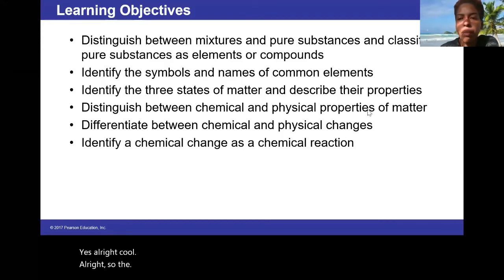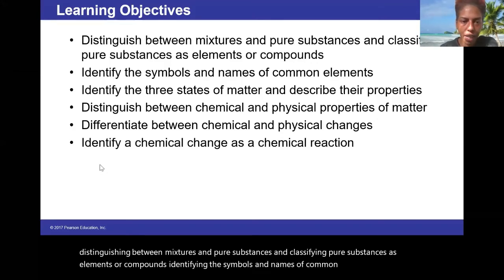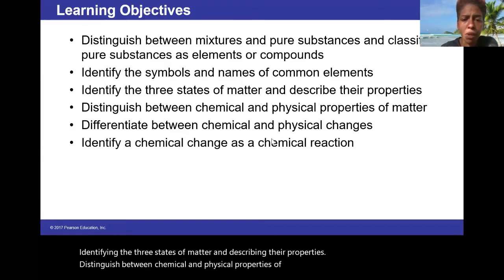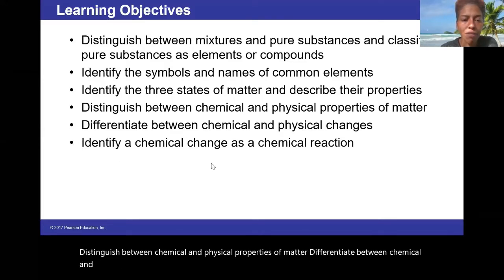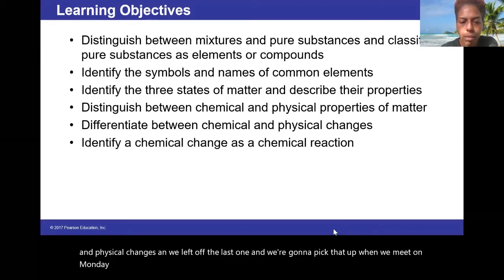All right, so the learning objectives that we were working on Tuesday, no, I'm sorry, on Monday, were distinguishing between mixtures and pure substances and classifying pure substances as elements or compounds, identifying the symbols and names of common elements, identifying the 3 states of matter and describing their properties, distinguish between the chemical and physical properties of matter, differentiate between chemical and physical changes. And we left off the last one, and we're going to pick that up when we meet on Monday. Identify a chemical change as a chemical reaction.